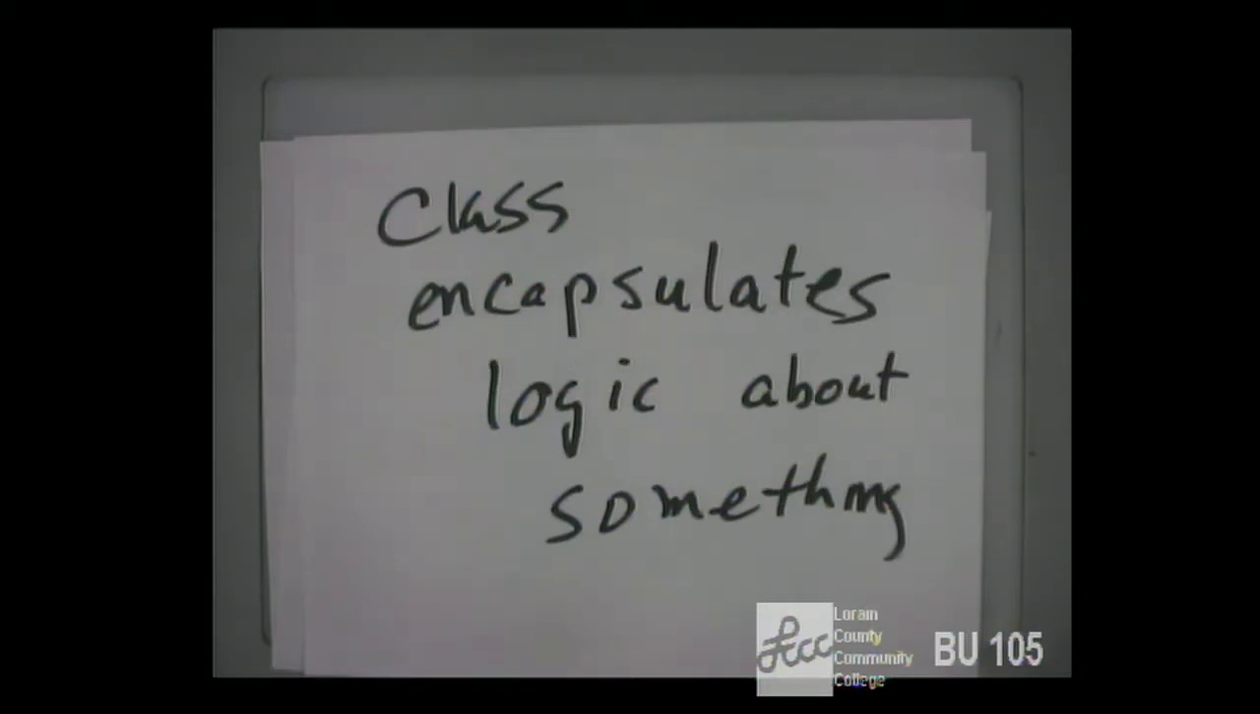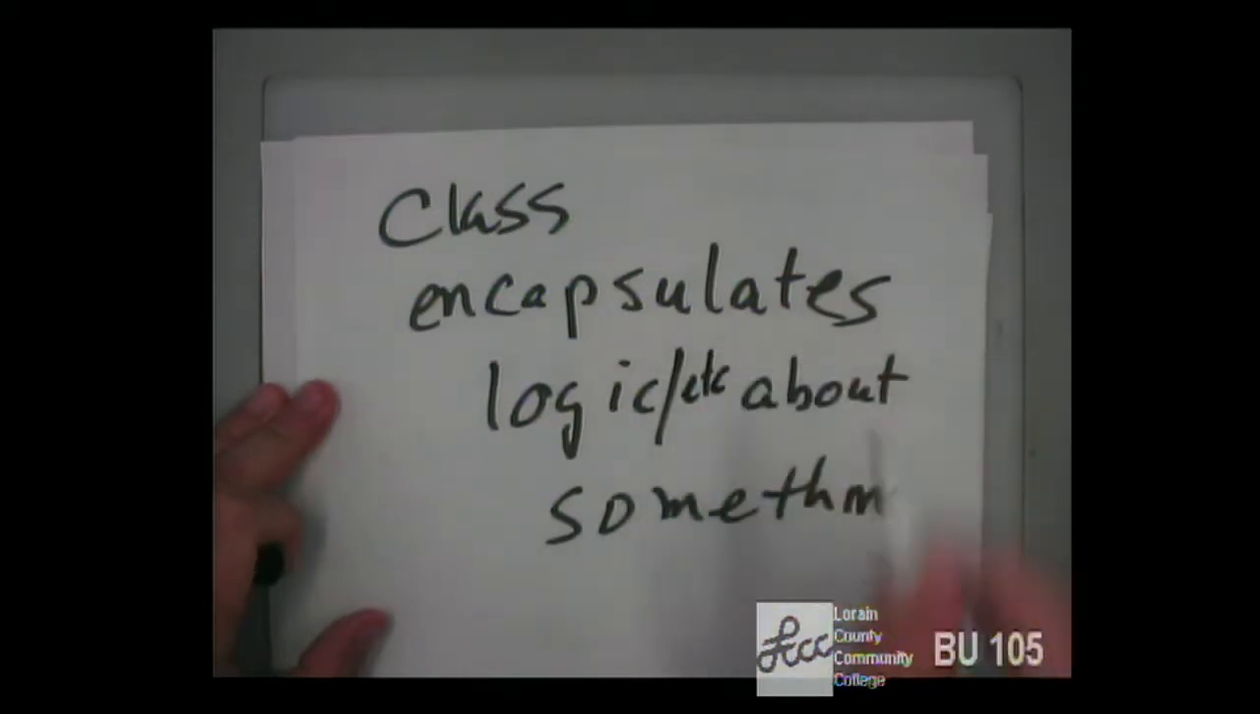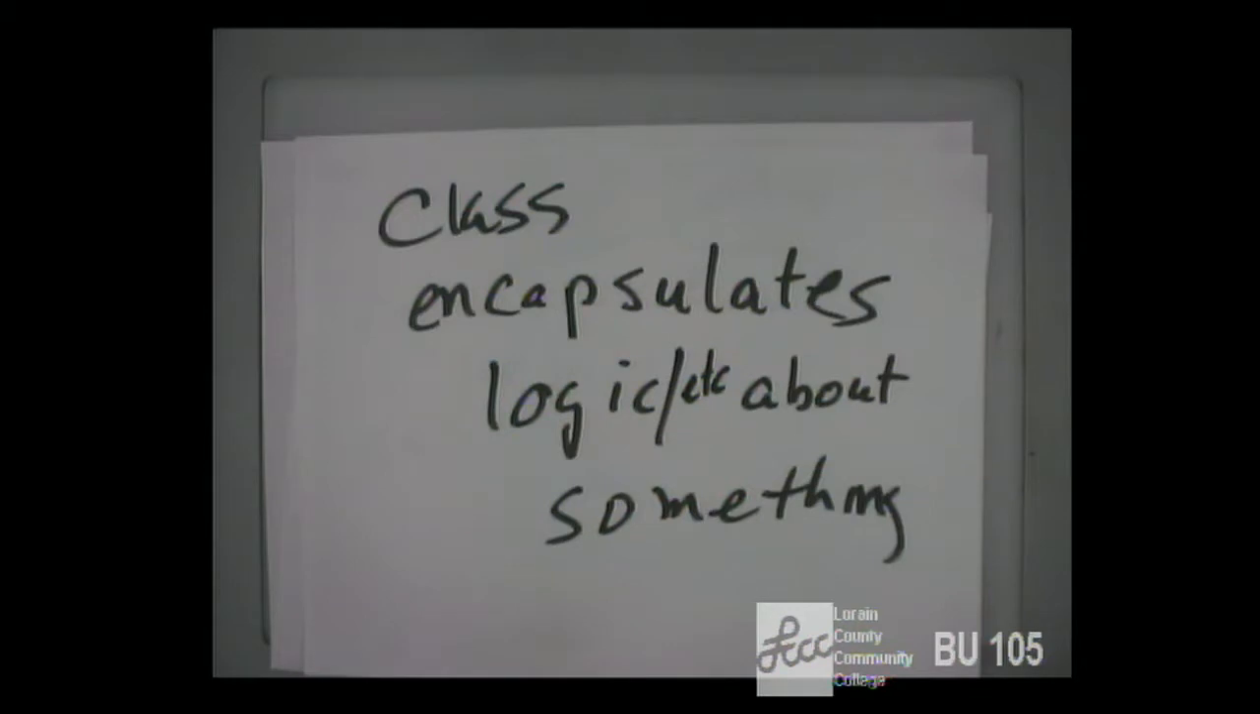So if you think about students, what are some things that you can do with students? And what are some characteristics that students have? Because when I say a class encapsulates the logic, et cetera, I mean that classes encapsulate, contain logic, calculations, processes, and they also contain characteristics. So let's take, for example, a student. What are some characteristics that all students have? They all have a student ID, a first name, and a last name. They all have an address, city, state, and zip. Those are attributes. Those are characteristics. And the code for that is going to live inside the student class.